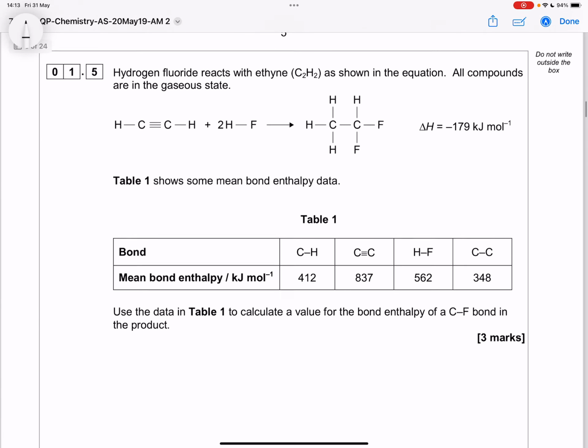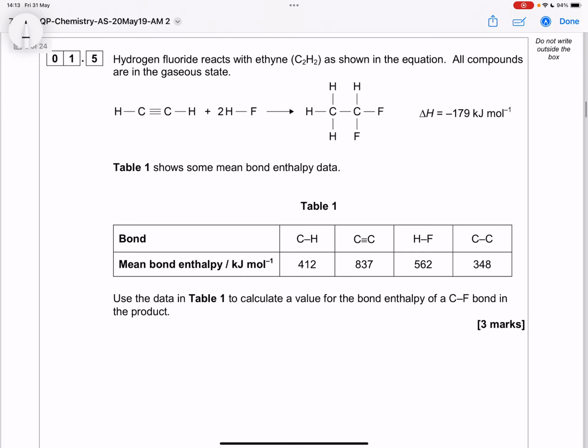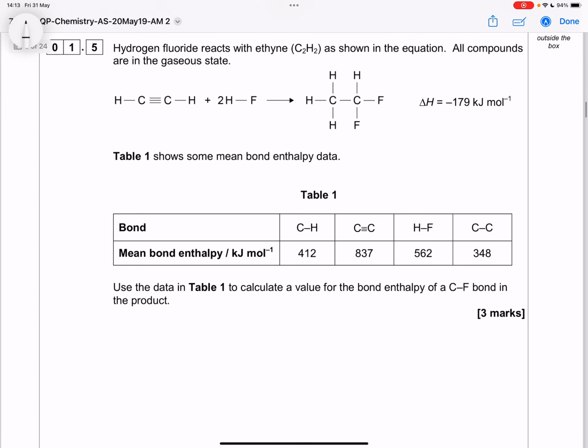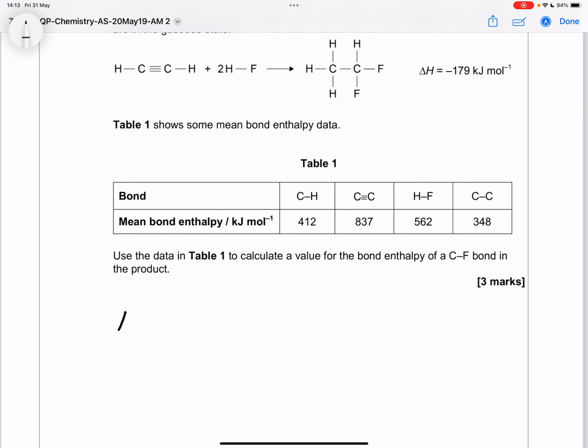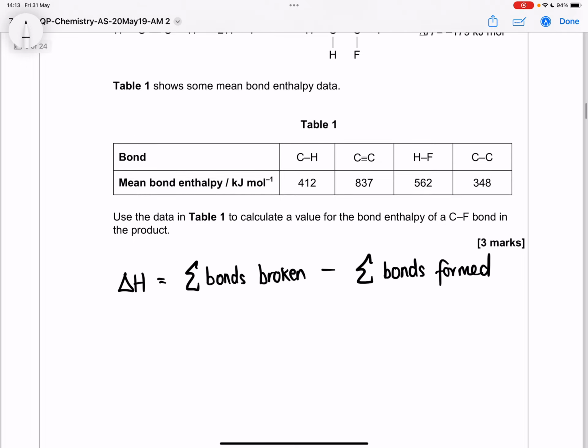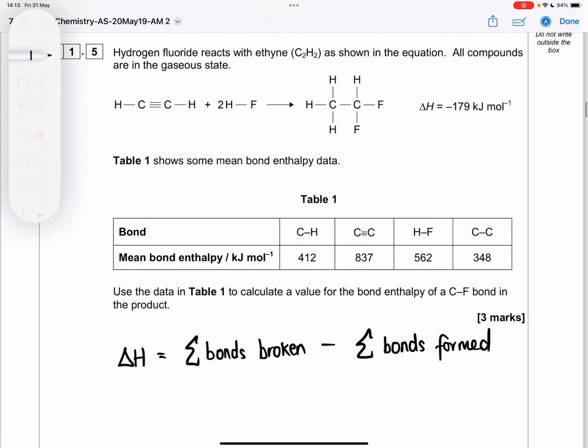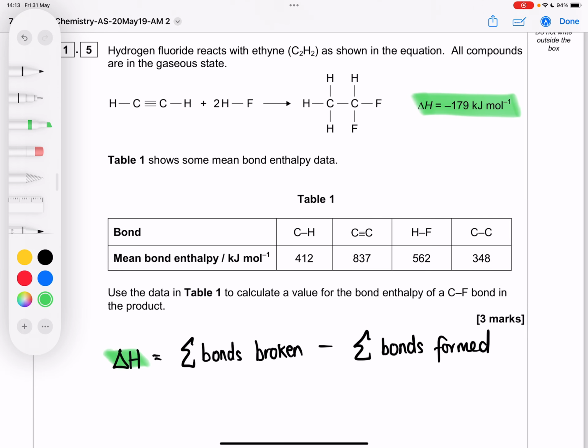Hydrogen fluoride reacts with ethyne as shown in the equation. All compounds are in the gaseous state, and we've been given bond enthalpy data. So let's remember for bond enthalpy data that the enthalpy change is the sum of the enthalpies of the bonds broken, minus the sum of the bonds formed. So we've actually been given the enthalpy change here, and we're being asked to find the CF bond. So I'm just going to say, let's put the CF bond here and call it X.